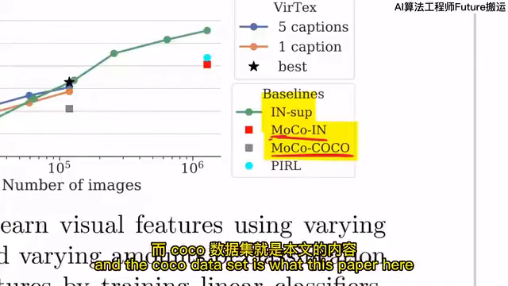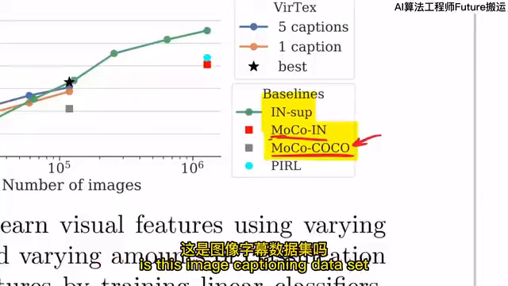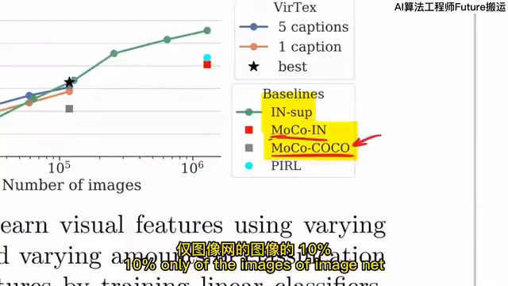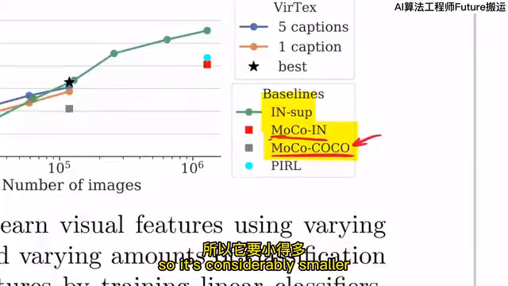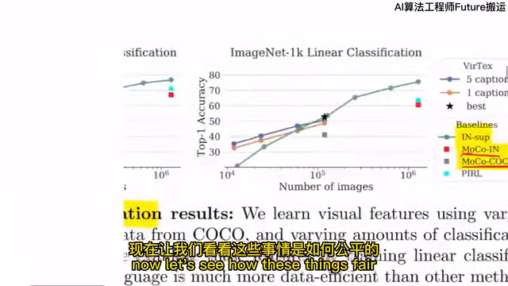And the COCO dataset is what this paper here, the VirTex paper, uses. COCO is this image captioning dataset. Now, what's important to note is that COCO has only about 10% of the images of ImageNet. So it's considerably smaller. Now, let's see how these things fare.